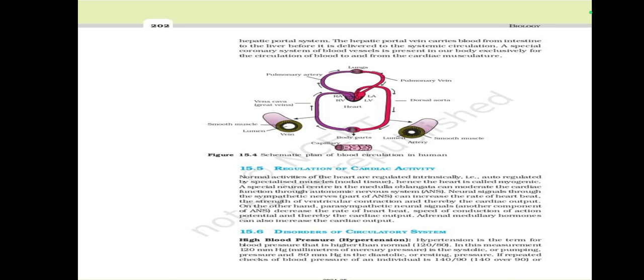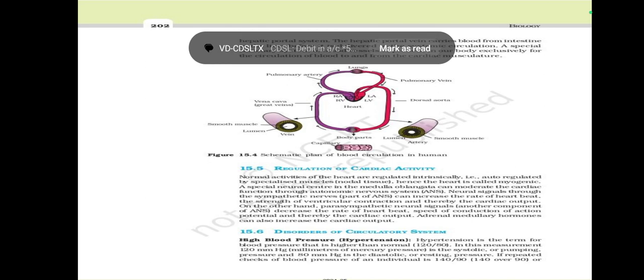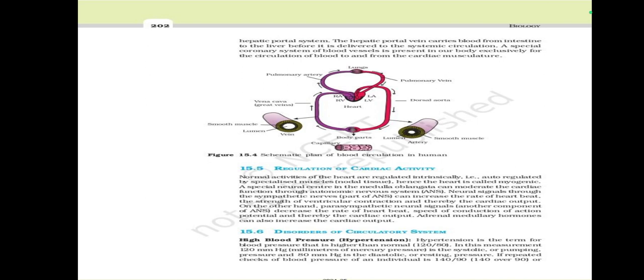Regulation of cardiac activity. Normal activities of the heart are regulated intrinsically, that is, auto-regulated by specialized muscles, the nodal tissue. Hence, the heart is called myogenic. A special neural center in the medulla oblongata can moderate the cardiac function through the autonomic nervous system (ANS).